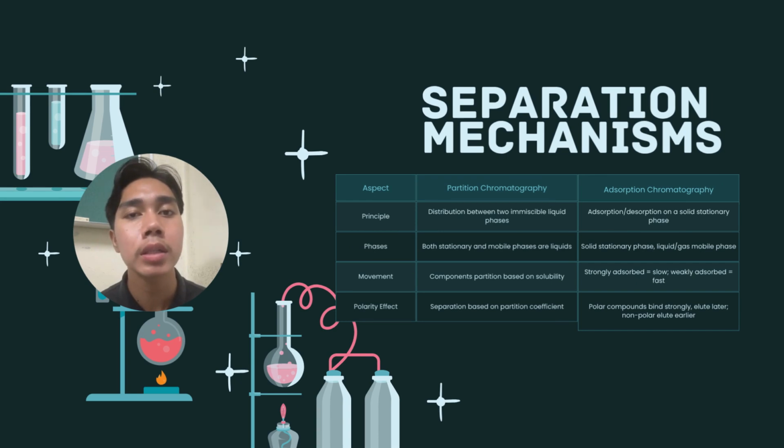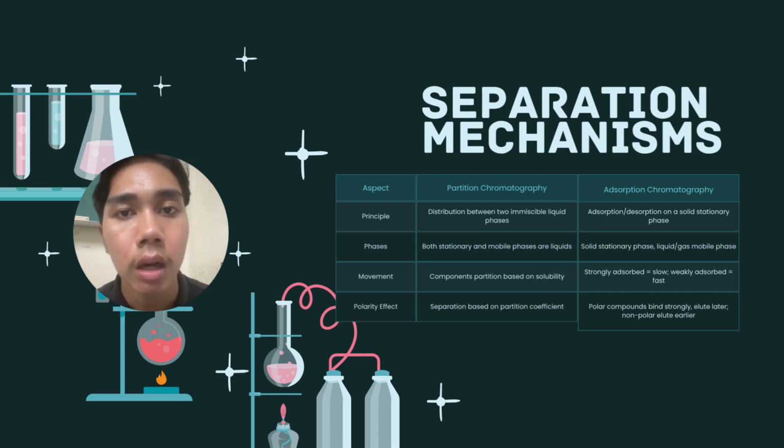Now, let's discuss the separation mechanisms used in chromatography. There are two main mechanisms, partition chromatography and adsorption chromatography. In partition chromatography, separation occurs because compounds distribute themselves between two immiscible liquid phases. Components that are more soluble in the mobile phase move faster, while those that prefer the stationary phase move more slowly. In adsorption chromatography, separation is based on the adsorption and desorption of compounds on a solid stationary phase.